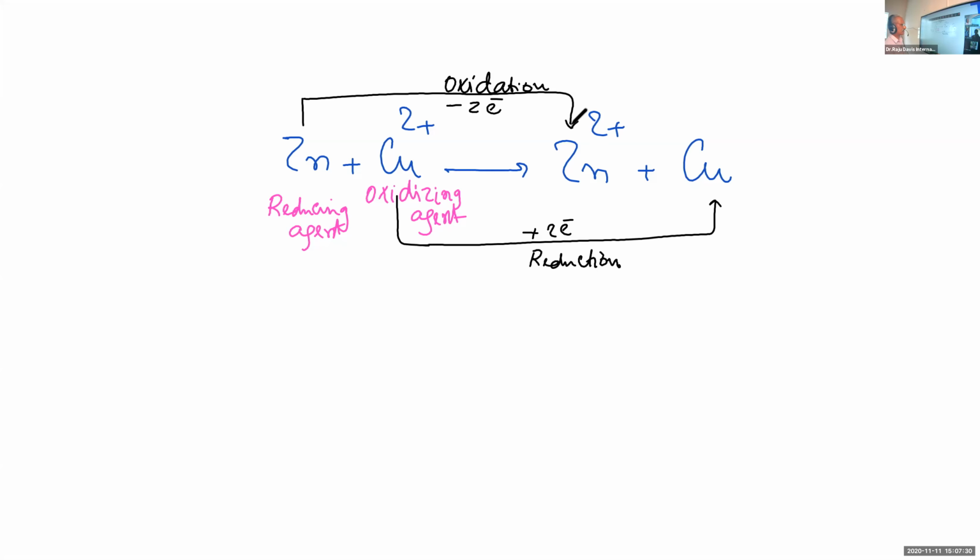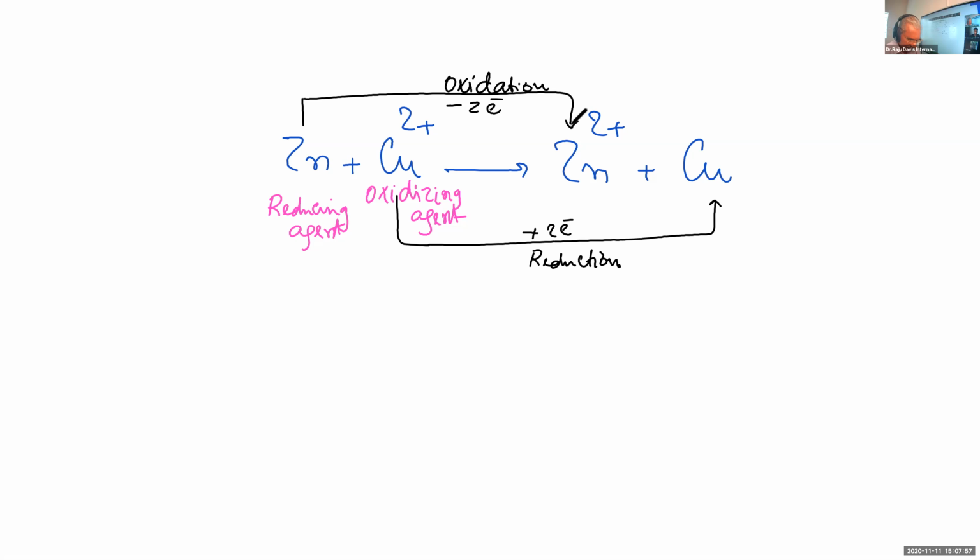So here there is the loss of electron and the gain of electron together. And this is an example of a redox reaction. There is a gain of electron as well as a loss of electron together, simultaneously. And therefore, the reaction is a redox reaction.